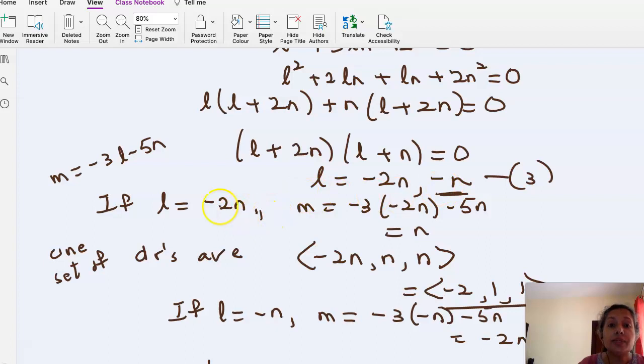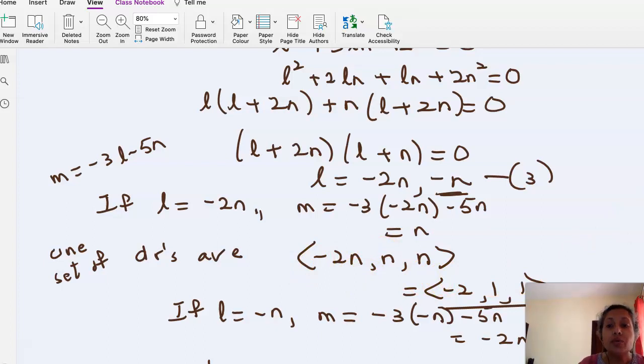Now if l is -2n, substituting for l, you get m is -n, and the direction ratios will be l, m, n. So you have -2n, -n and n. You can divide by n throughout and you get -2, -1, 1.